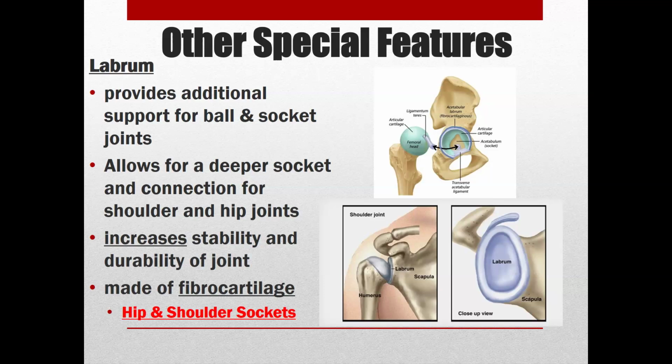Same for the shoulder. So you tell me, where do we find labrum? Hip and shoulder. What kind of cartilage is it? Fibro. Why is it fibro? For extra durability. Fibro is a thicker, more durable cartilage.